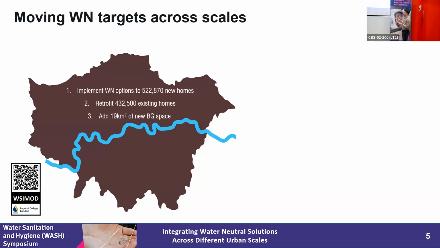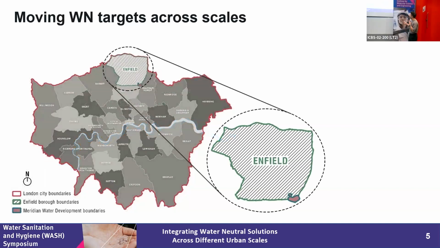That will be completely or almost the minimum we need in order to achieve a water neutral London based on the previous concept. Obviously, adding 19 square kilometers of BTI doesn't mean increasing the area of the city, but transforming some parts of the city that currently are impervious or are brownfields or industrial sites and making them blue and green.